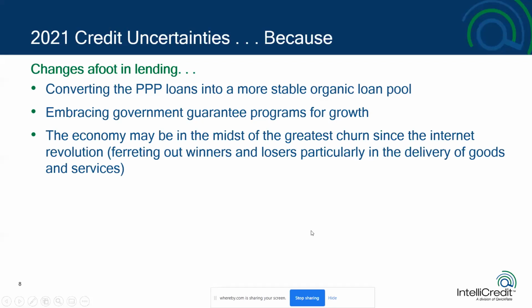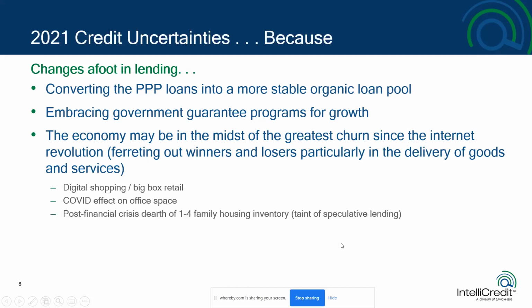I would argue we're in perhaps the greatest economic churn since the internet, and it's been exacerbated, of course, by COVID quite a bit. Whether it's looking at the big box or the e-commerce effect on potential customers, COVID perhaps has permanently changed the paradigm on office space. There are certain markets where there is really an out of kilter supply and demand aspect, particularly in 1 to 4 family housing inventory, which is exactly the opposite of what was going on a dozen years ago. And many lenders are on the sidelines, frankly, because of the fear of being tagged by a regulator for being too involved in speculative lending. No one's urging us to go back to some of the sins of a dozen years ago.